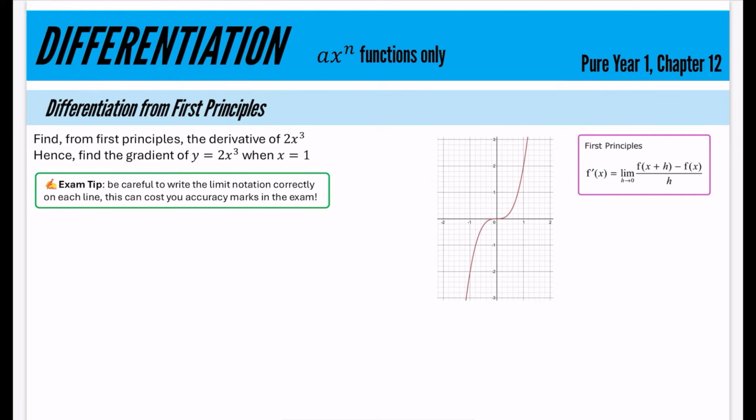So it says, find from first principles the derivative of 2x cubed. Hence, find the gradient of y equals 2x cubed when x is equal to 1. So we're talking about this point on the graph when x is equal to 1. I want to find out what the gradient is going to be at this point.